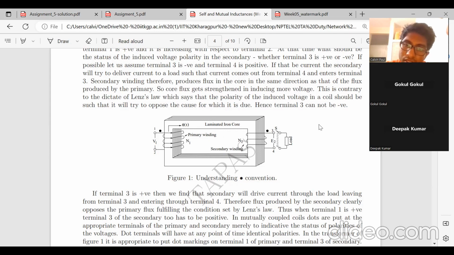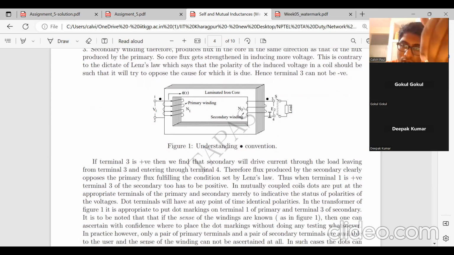But what we know is, by Lenz's law, the EMF which should be induced in the secondary coil should be induced in such a manner that it will oppose the cause of that EMF. The cause of the EMF is this flux which is there in this core, and it is time varying. Because it is varying with time, an EMF E2 will be induced in the secondary of the transformer. When this EMF E2 is induced and a load is connected, there will be current which will flow.